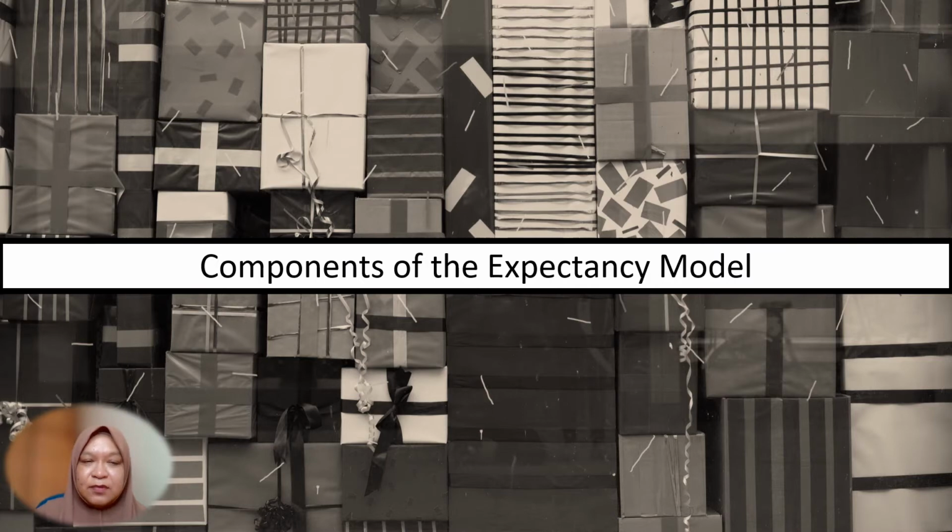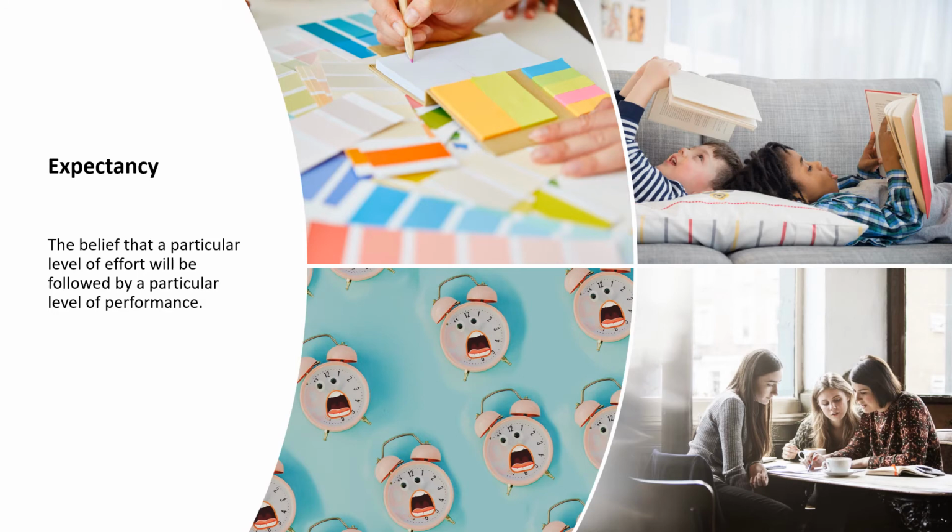Okay, so what are the components of the expectancy model? The first one is expectancy: the belief that a particular level of effort will be followed by a particular level of performance. So you expect that if we put in this much effort, our performance will be this much. If we study for 2 hours, maybe we will not be able to get full marks in the test. How about we increase a little bit? Maybe study for 3 hours, so the performance will be a bit higher.